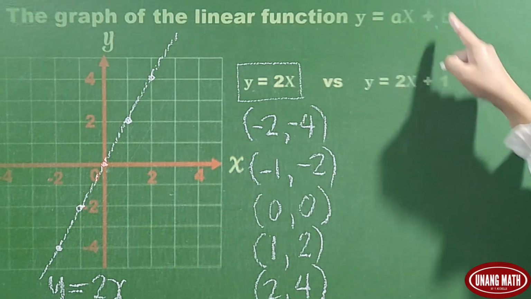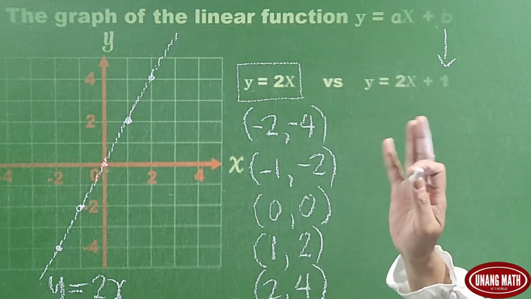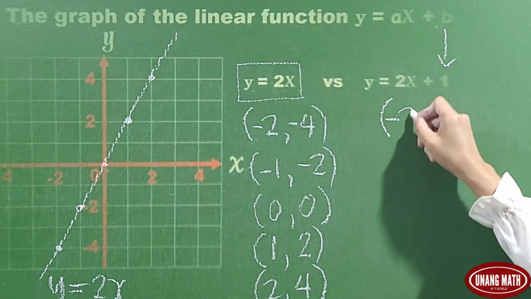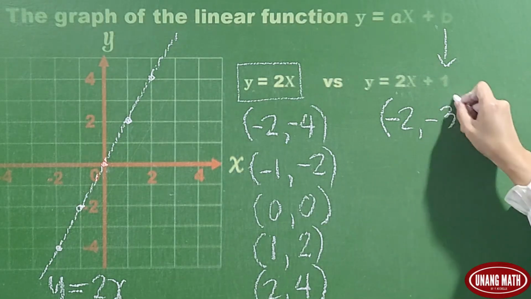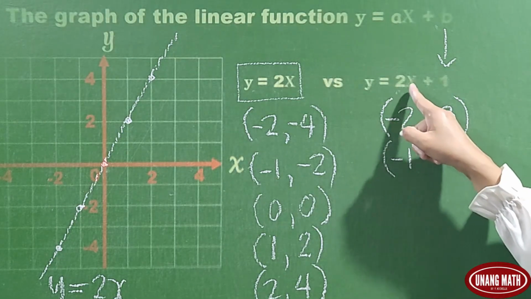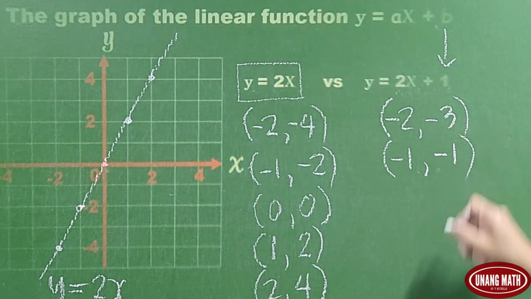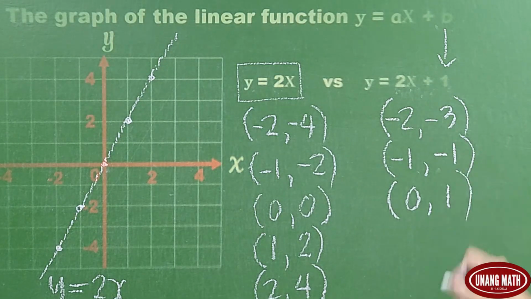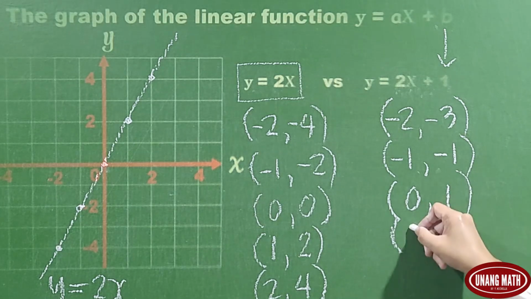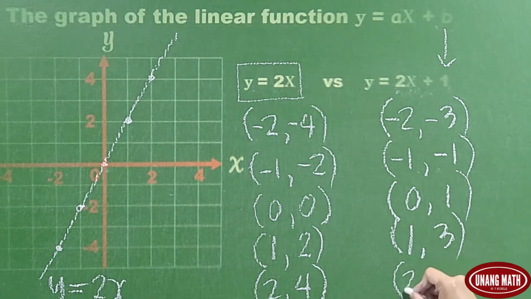So the value of b here is 1. Okay, we also need to get the x and y coordinates. So if x is negative 2, negative 2 times negative 2 is negative 4 plus 1, so y is negative 3. If x is negative 1, 2 times negative 1, negative 2 plus 1, then y is negative 1. If x is 0, so 0 plus 1, then this is 1. What about if x is 1? So 2 plus 1, then y is 3. If x is 2, 4 plus 1, then y is 5.